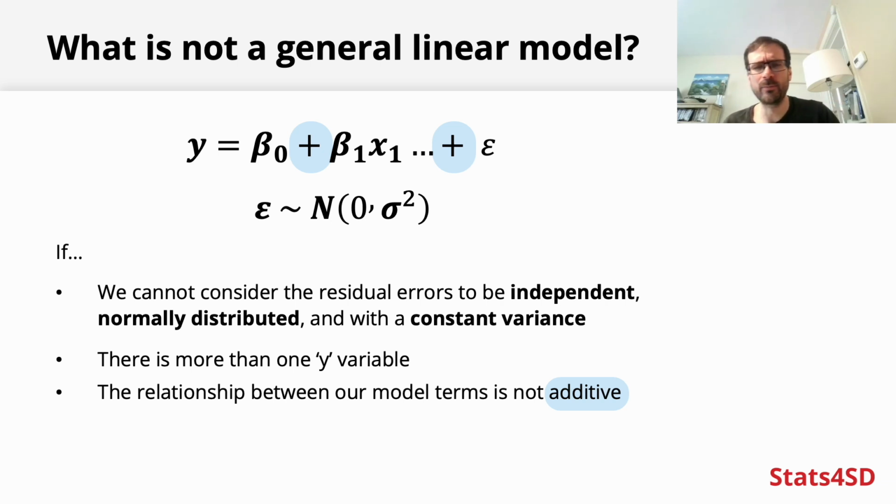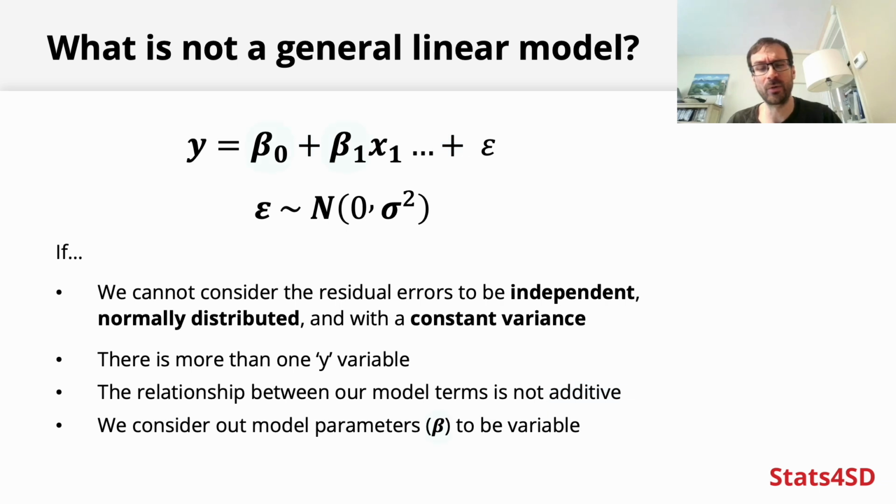We also might have the situation where we don't consider our parameters, our betas, our coefficients, to be fixed constants that we're trying to estimate. We might think that these parameters themselves have some underlying variability. And if we start to think in those terms, this is when we start to move towards Bayesian methods of considering our parameters themselves to be variable rather than fixed.